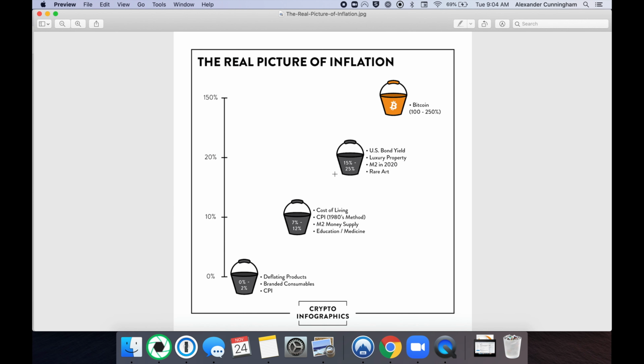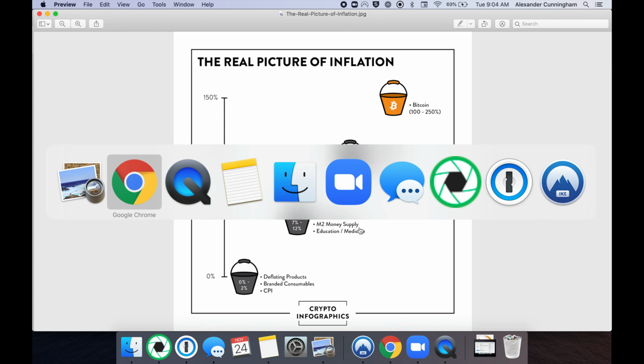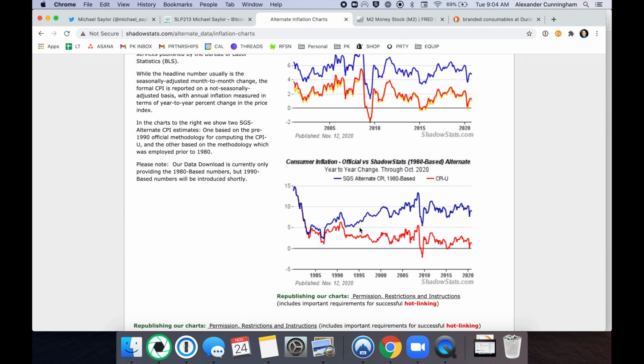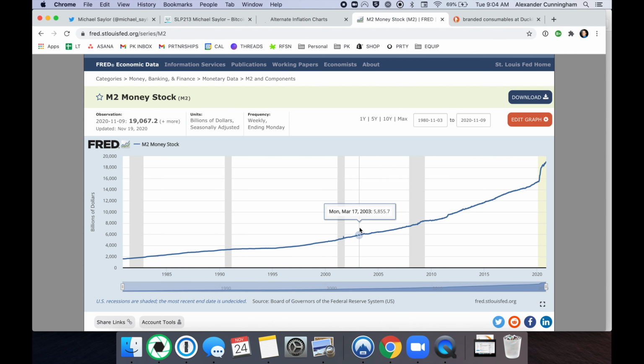Let's go back to the chart. We'll also see that the M2 money supply tends to increase by about 7 to 12% on a good year, and this chart is readily available. We can see the money supply on a daily basis.